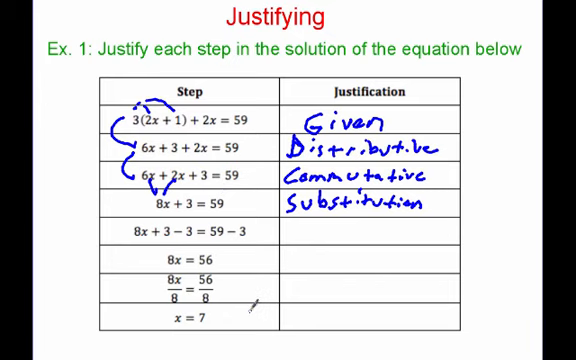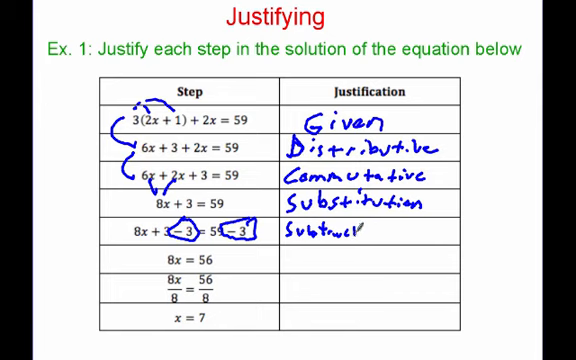All right, so now we have 8x plus 3 equals 59, and now we want to solve this equation. So our first step is going to be take away 3 on both sides. That's what this step is saying. We've got 8x plus 3 minus 3, 59 minus 3. The operation that we see is that we are subtracting 3 on both sides. So this is the subtraction property.